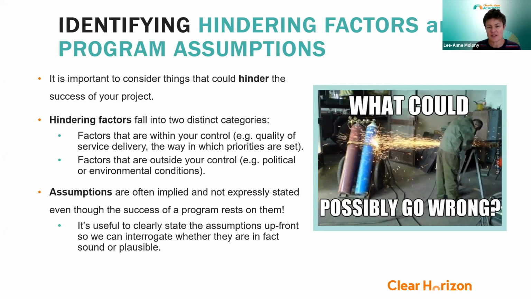But factors that are within your control are things more like the quality with which agricultural research is being done. So be very clear about what you can and can't manage, and most people will be aware of this through certain risk management practices and so forth. Assumptions, on the other hand, are different. You can't do anything about assumptions in the same way as you can with hindering factors, where you can really think about and put risk management plans in place.